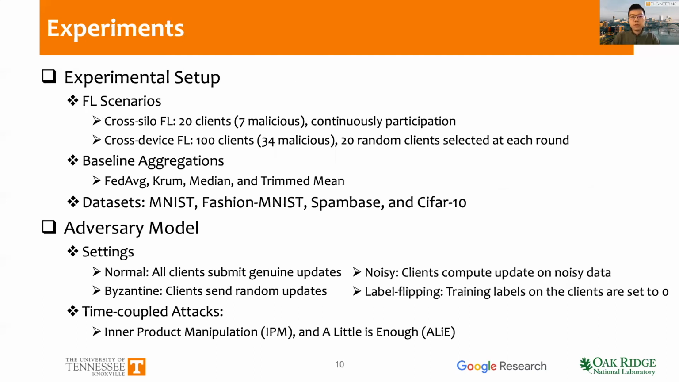We consider both cross-silo and cross-device federated learning scenarios for our experiments. In each scenario, we compare our proposed method with the standard federated averaging and three representative baseline methods, namely Krum, median, and trimmed mean. We consider the normal setting and three other faulty or malicious settings in each federated learning scenario. In addition, we consider two state-of-the-art time-coupled attacks that can circumvent existing Byzantine aggregation rules by accumulating small perturbations over many training runs.